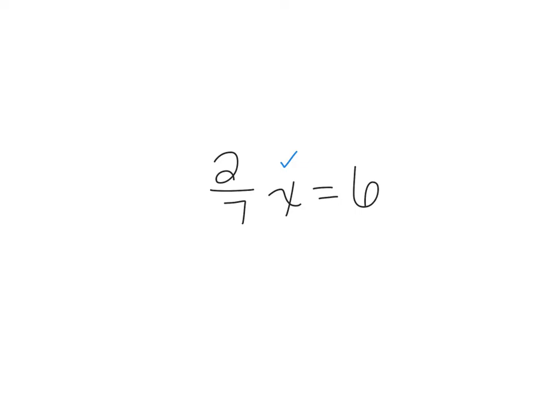But I know that dividing by a fraction is the same as multiplying by its reciprocal. We use the memory trick skip, flip, multiply. So we would know, you guys, that if we did 2/7 x times 7/2, 7/2 times 2/7 is 1. So that's going to leave me with just x equals whatever 6 times 7/2 is.